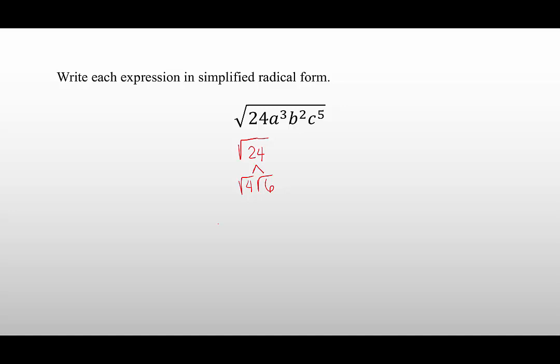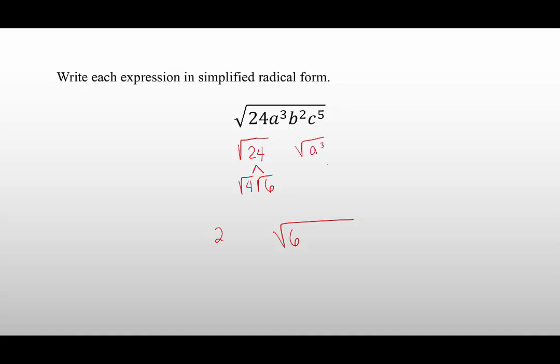Let's see, the square root of 4 is 2, and then the square root of 6 is going to stay square root 6. So I'm going to set up my radical. I have 2 outside the radical from the square root of 4, and I have that 6 stuck under the radical. Okay, moving on to my a cubed.